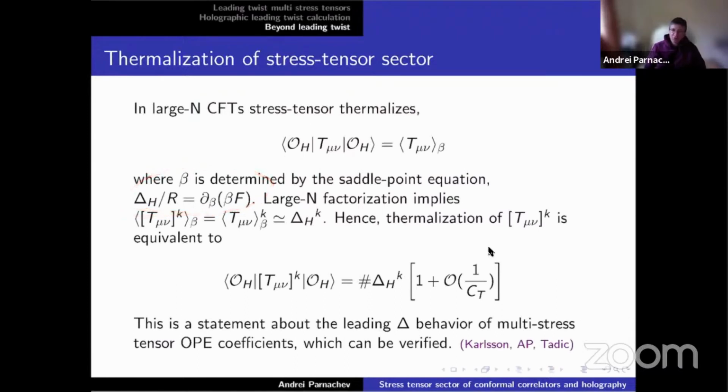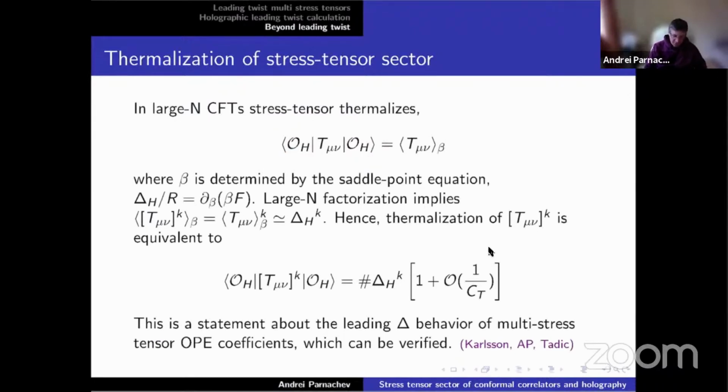And this follows from two facts. This follows from the equivalence between microcanonical and canonical descriptions. That follows from large N. And in addition, you need to use the eigenstate thermalization hypothesis. And that follows from the fact that this is basically the OPE coefficient of the stress tensor with O's, and this guy is completely fixed by the Ward identity.